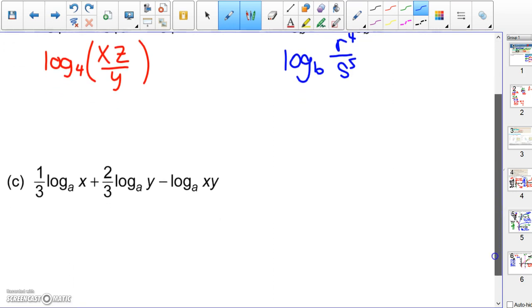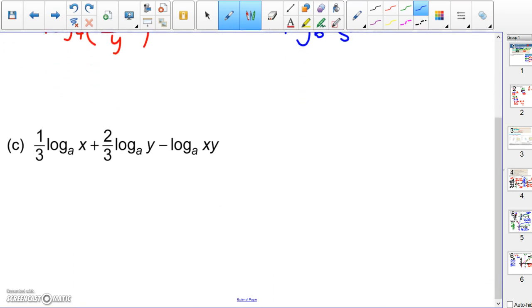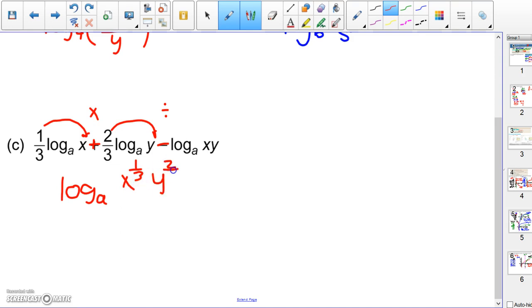Now part C. Okay, so we can see these numbers that are going to get pulled over here to an exponent. And you see this addition is going to be multiplication, and this subtraction is going to be division. And so let's check it out. We're going to have a log base A of, and you're going to have x to the 1/3 times y to the 2/3 divided by xy.